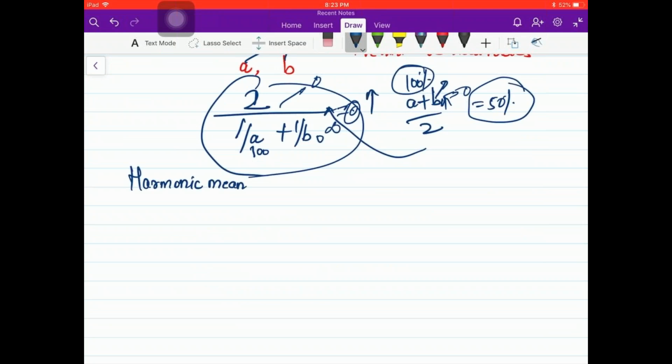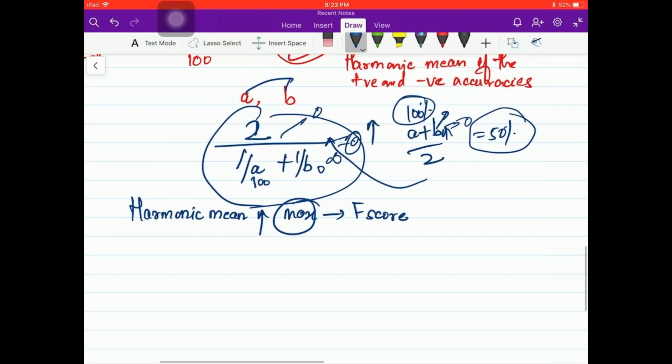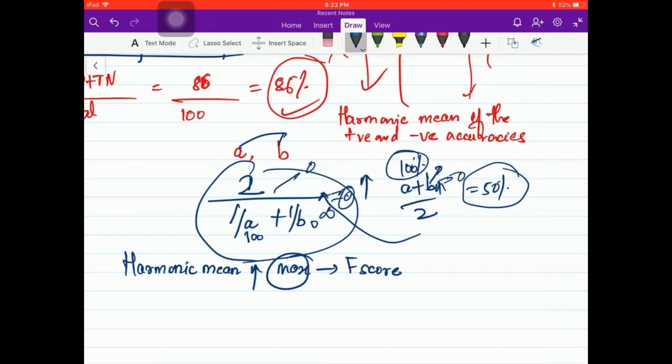And if you know that your harmonic mean is the max, that will be the best model possible. So you have to maximize your harmonic mean. In statistics, this is called the F score. So for every classification problem from now on, we will try to see what the F score of the problem is, and not the accuracy.